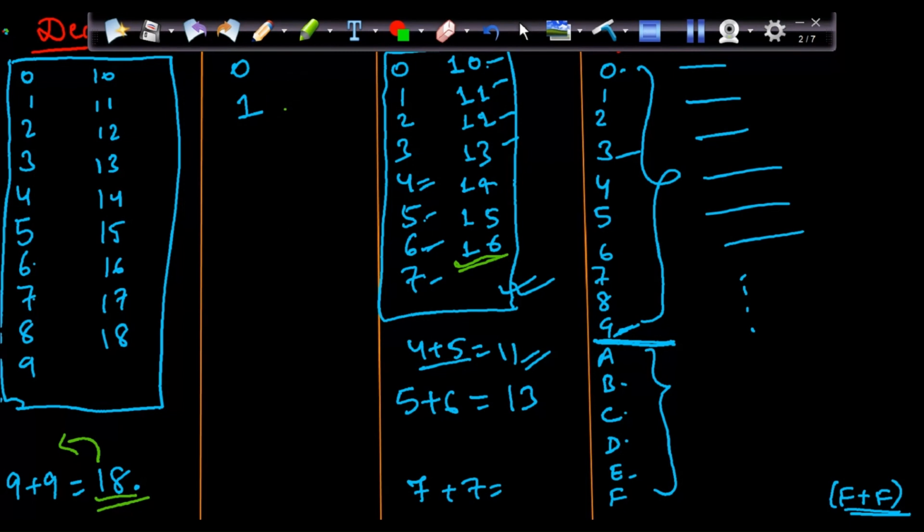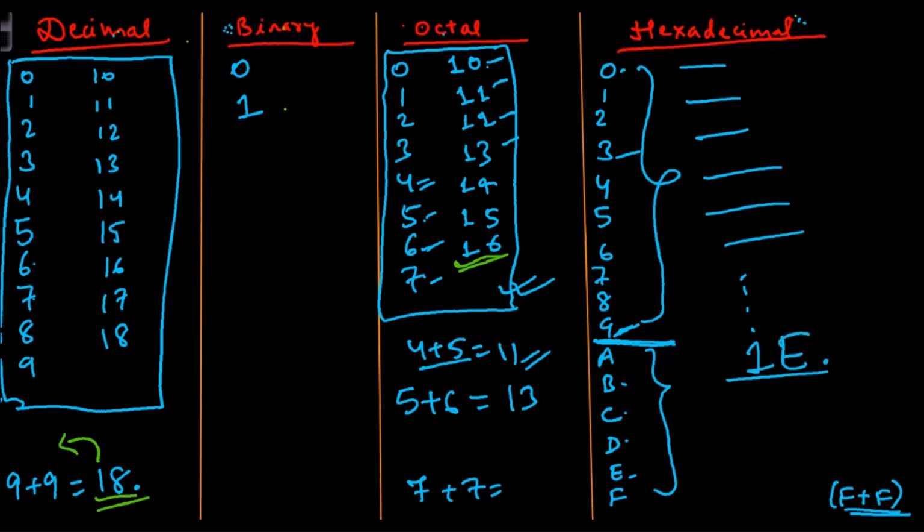F plus F is nothing but 1E. I have just shown you this by adding the largest digit of every base. We have not seen binary till now, right? Next you will see that. So I have just shown you 9 plus 9 is 18, 7 plus 7 is 16 in octal, and F plus F is 1E. And I've shown you the carry will always be 1.